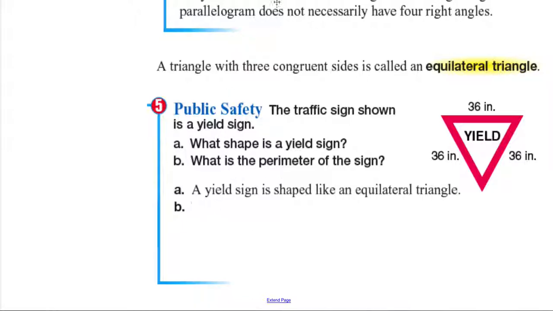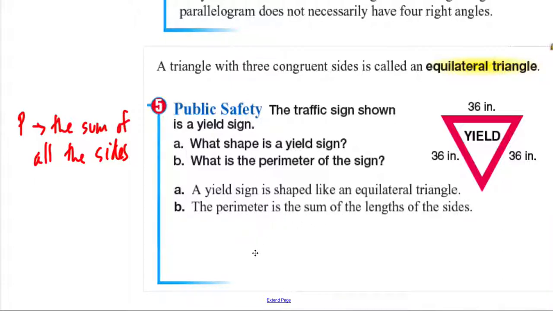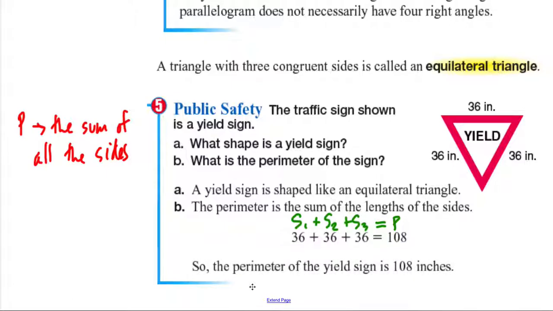And when you talk about perimeter, it is assumed that you know the definition of perimeter. We know that the perimeter is basically the sum of all the sides. So that's what's given in B. Definition of perimeter: the sum of all the lengths of the sides. Therefore, in this case, we simply add the three sides: 36 plus 36 plus 36 equals 108. Because in a triangle, to find the perimeter, the perimeter of a triangle is equal to side 1 plus side 2 plus side 3. So the perimeter of this particular triangle is 108 inches.